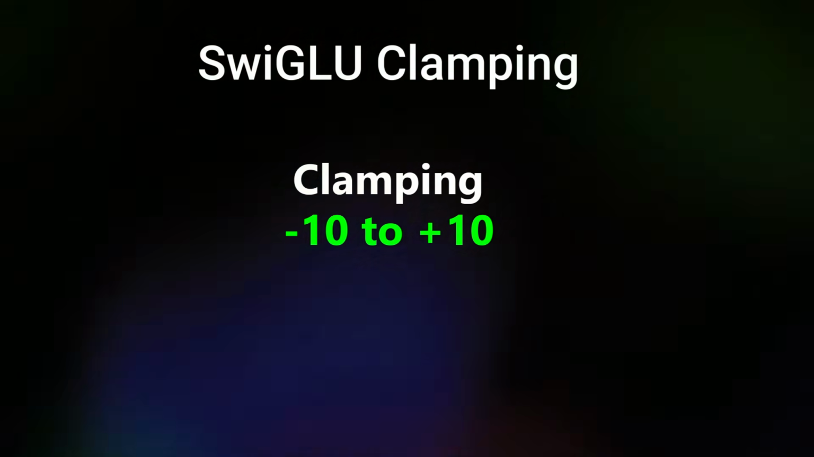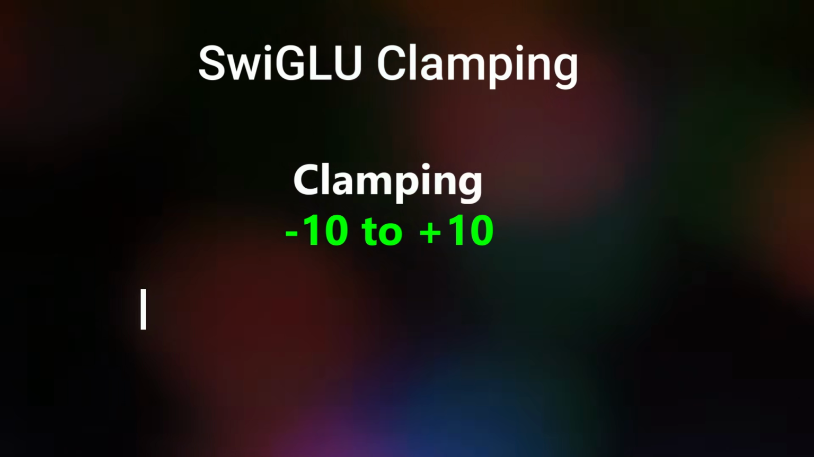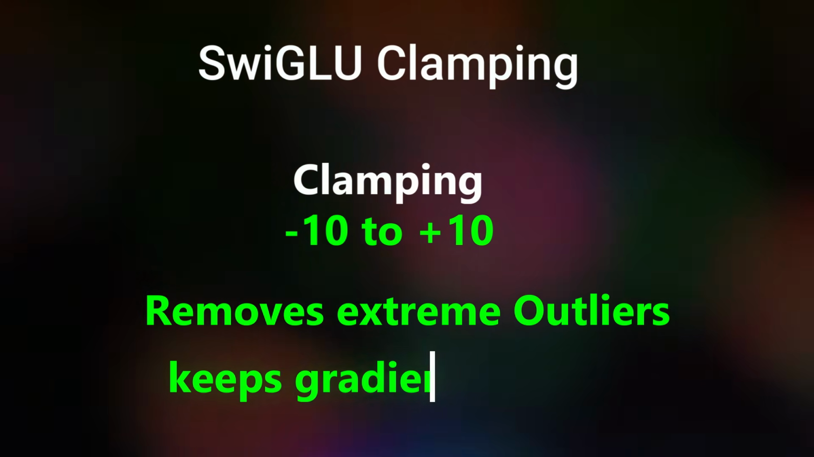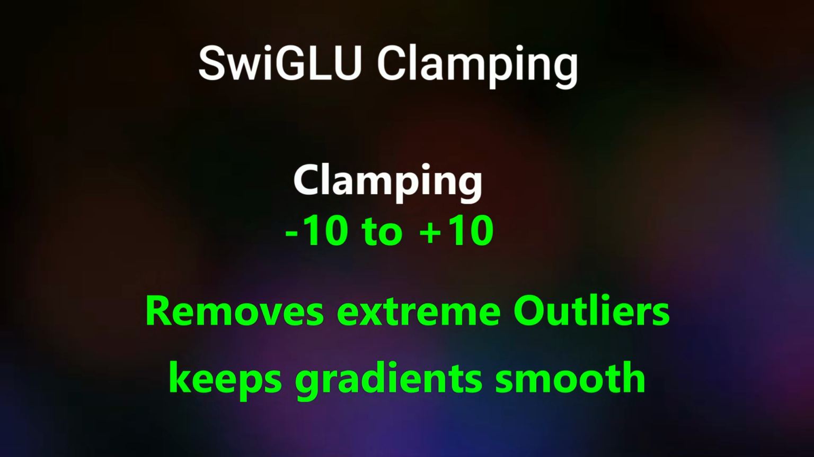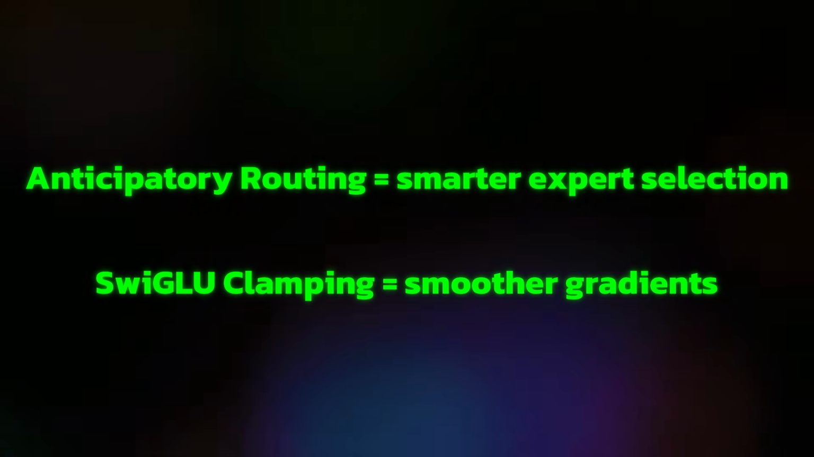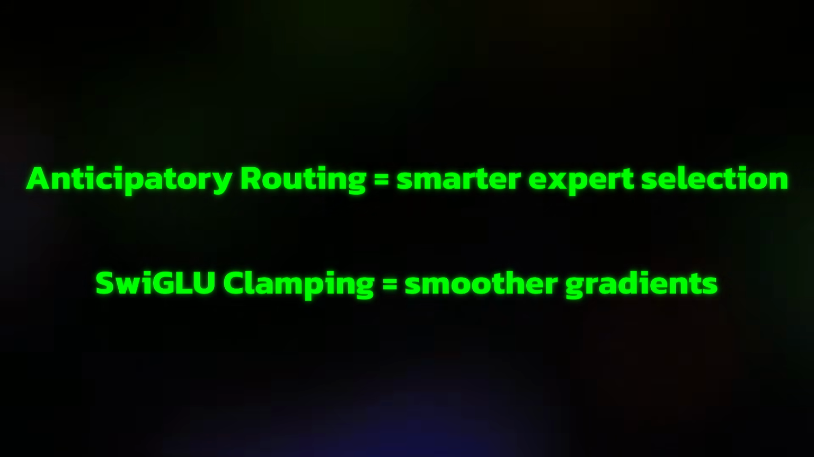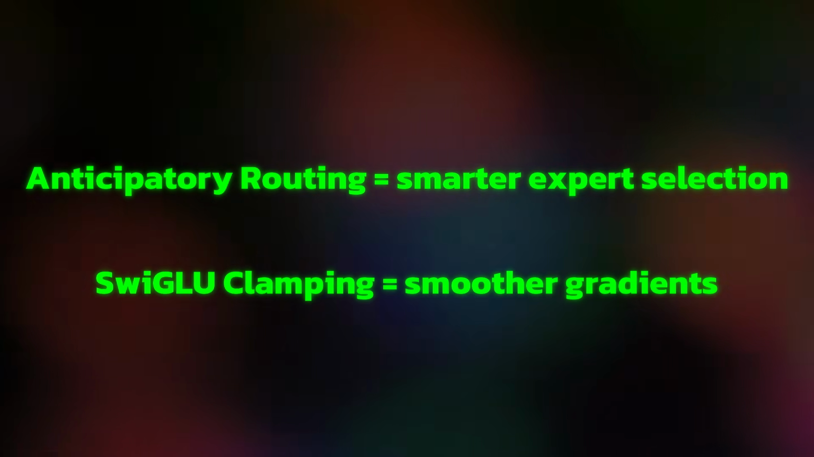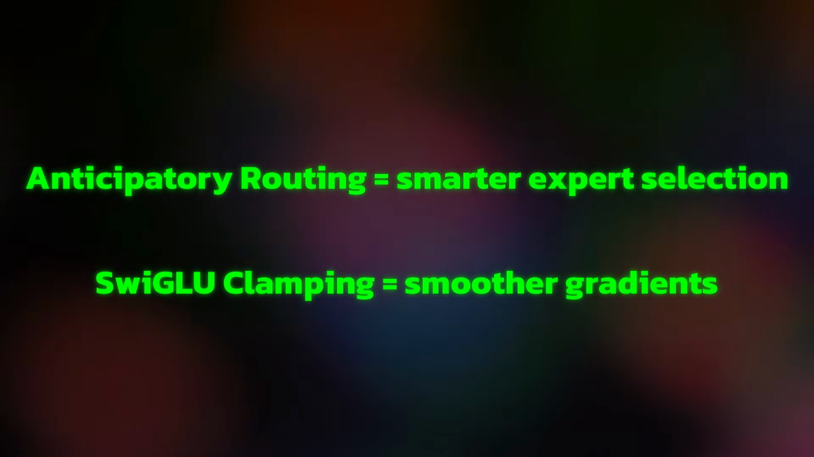That's it. Simple, but incredibly effective. It removes extreme outliers and keeps gradient smooth. Less chaos, more stability. So, in simple words, anticipatory routing is smarter expert selection. SwiGLU clamping is smoother gradients. Together, they protect the model from catastrophic loss spikes and make trillion scale training more reliable.